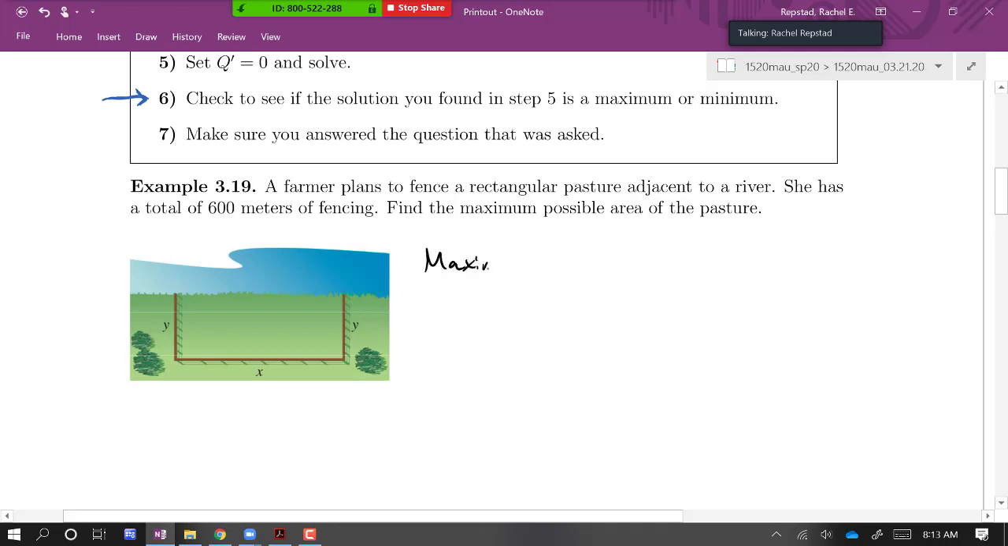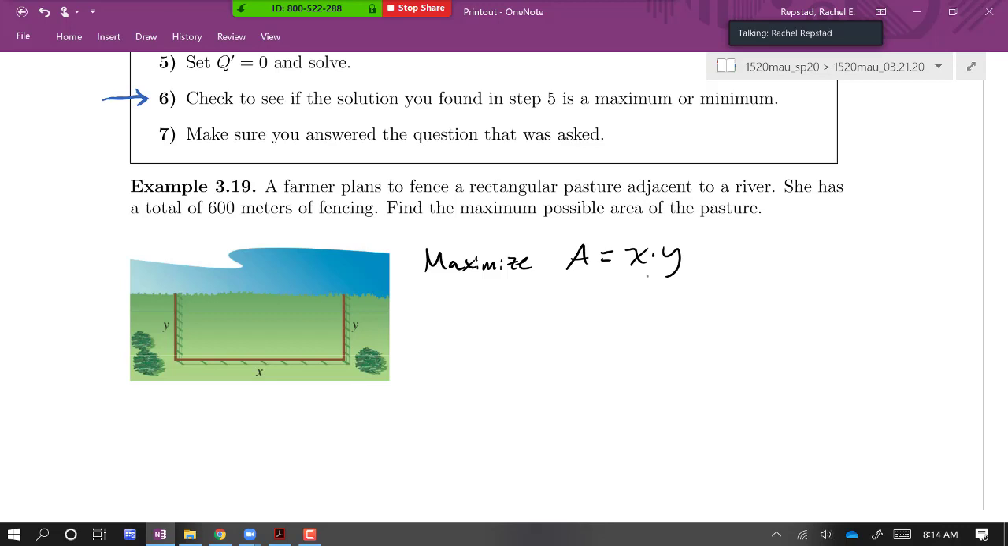So we want to maximize the area. I'm just going to write that down. Maximize, and then the area is what? Length times width, or x times y in this case. So I have my function, the function that I want to maximize. I'm not ready to differentiate yet because it's not written in terms of a single variable. I've got two variables, so we're not ready for the derivative.